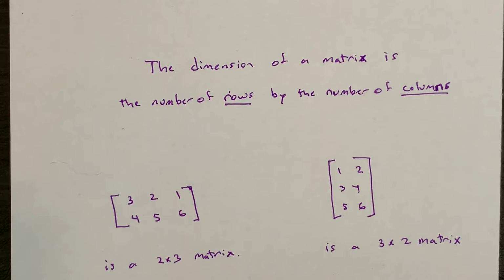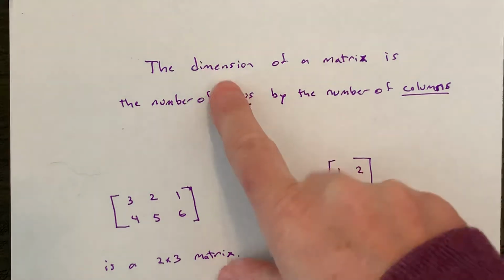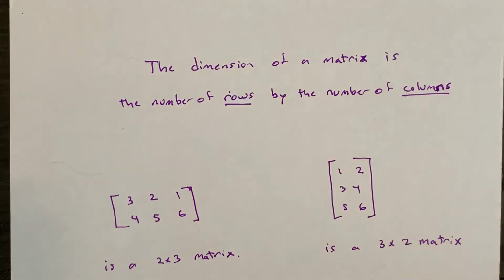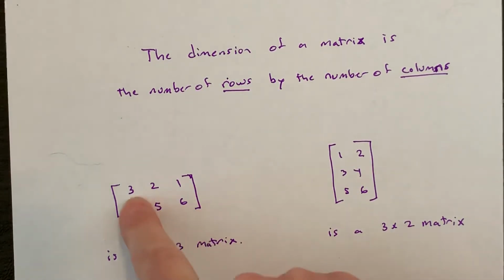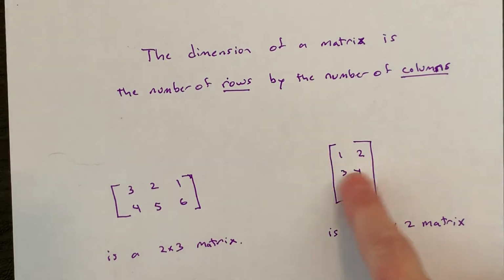All right, so today we're going to talk about matrix multiplication. And before we can do that, we need to talk about the dimension of a matrix. The dimension of a matrix just describes the number of rows and the number of columns. So we say it's the number of rows by the number of columns. So this guy here has 2 rows and 3 columns, so I call that a 2 by 3 matrix. This one here has 3 rows and 2 columns, so I call this a 3 by 2. So number of rows by number of columns.